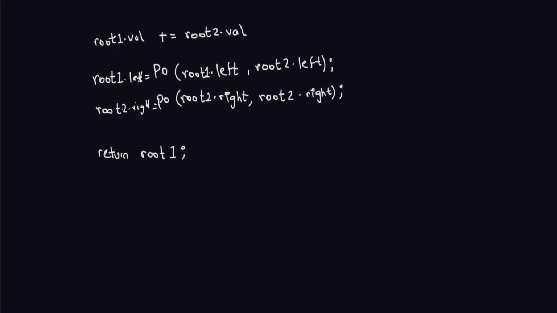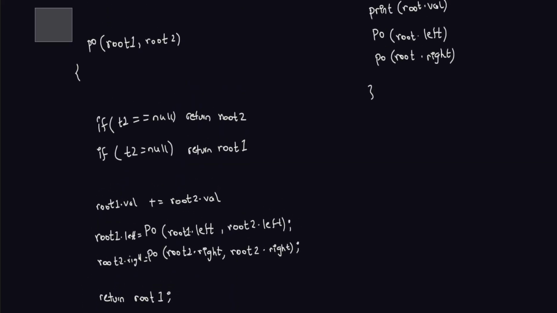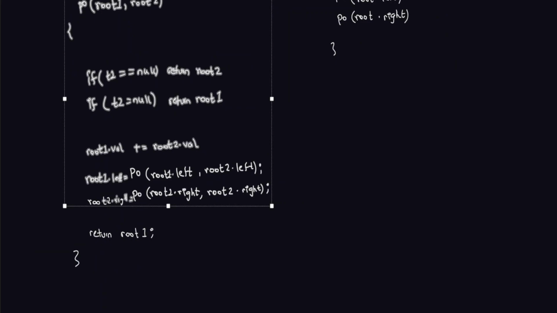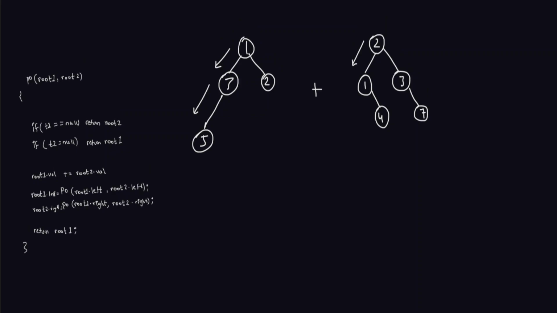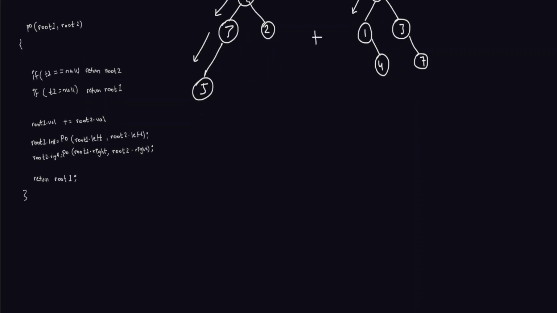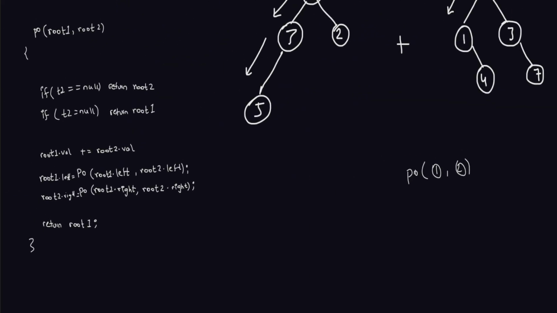So let's do a dry run on this question so we can understand it much better. I'll just put in this code. So let's start with the traversal. What we are going to call is PO, right? You understand the code, don't worry. PO, we're going to start with root1 and root2. If t1 is equal to null, which is not null, and t2 is null, which is not null.